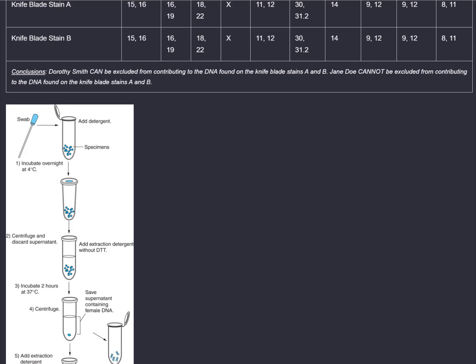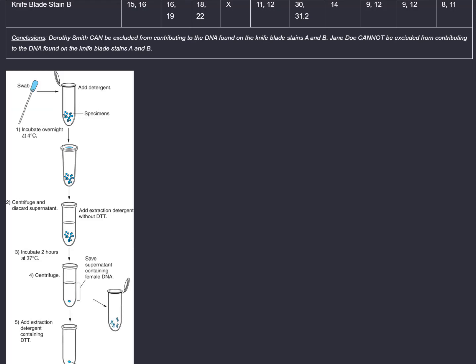15, 16. 16, 19. 18, 22. X. 11, 12. 30, 31.2. 14. 9, 12. 9, 12. 8, 11. Knife blade stain B.